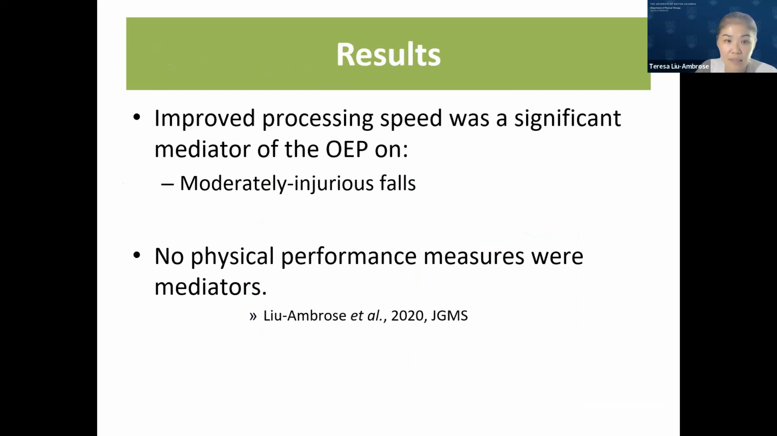We then also conducted specific statistical analyses to determine what factors contributed or were the underlying pathways by which exercise reduced falls. In these analyses, we looked at both improved cognitive performance as measured by the digit symbol substitution test, as well as the 3 physical performance measures: the PPA, the timed up and go, and the SPPB. What we found through statistical testing is that it was improved processing speed that was a significant mediator or pathway by which the Otago exercise program reduced moderately injurious falls.